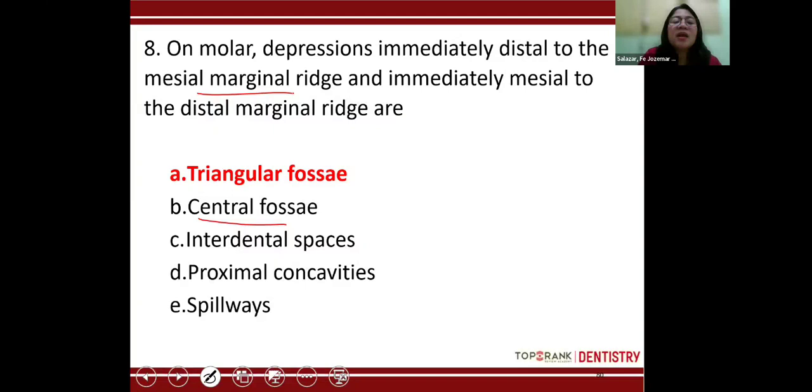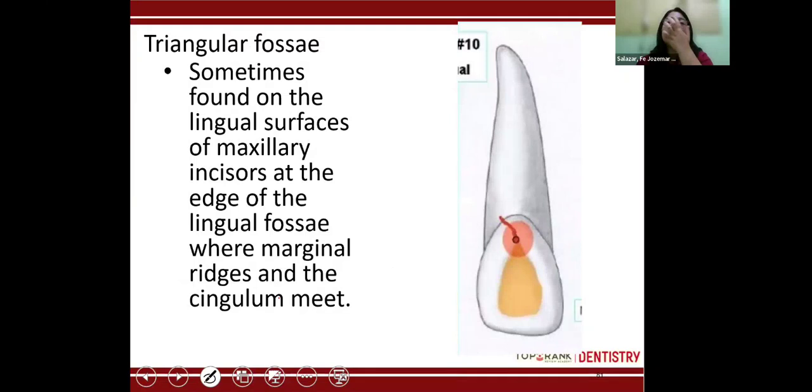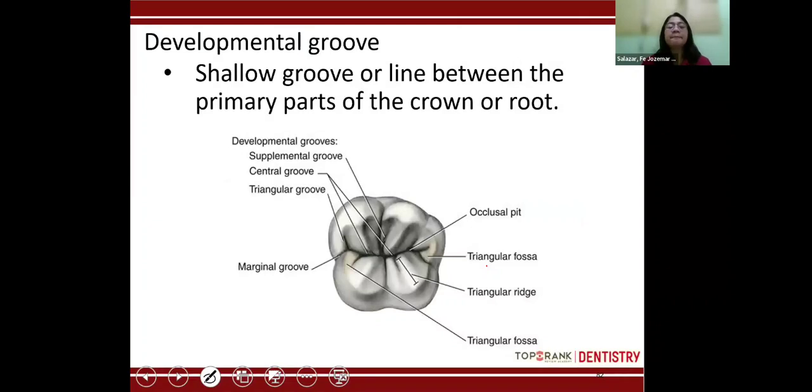It's at the center. Interdental spaces are not depressions on a tooth. Proximal concavities are not also depressions on a tooth. Okay, they could be considered concavities, but we call them depressions. Spillways are your embrasures. Now triangular fossa can sometimes be found on maxillary central and lateral incisors, at the edge of the lingual fossa, where marginal ridges and your cingulum meet. So you have there a triangular fossa, but it's not always present.